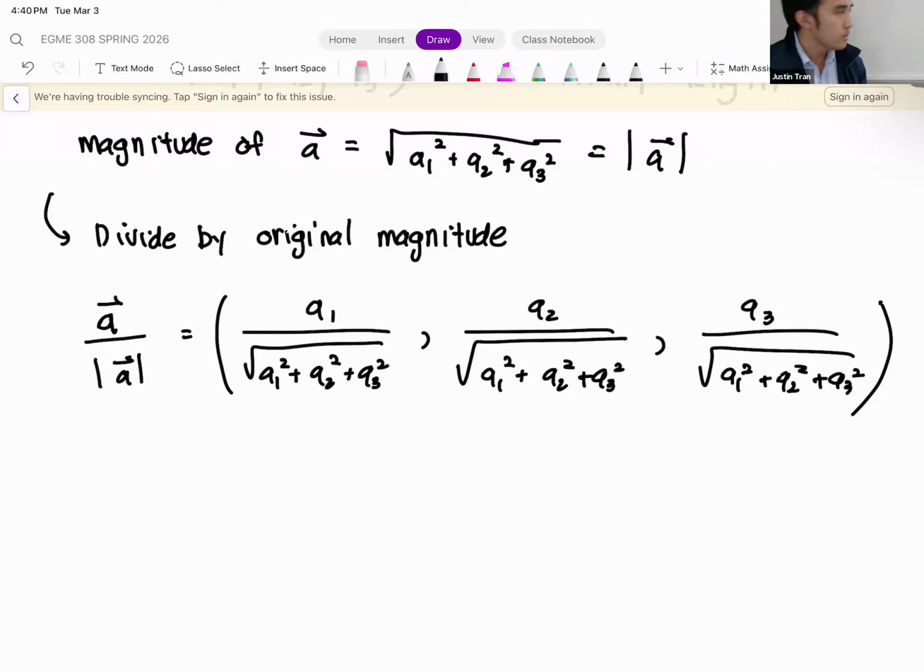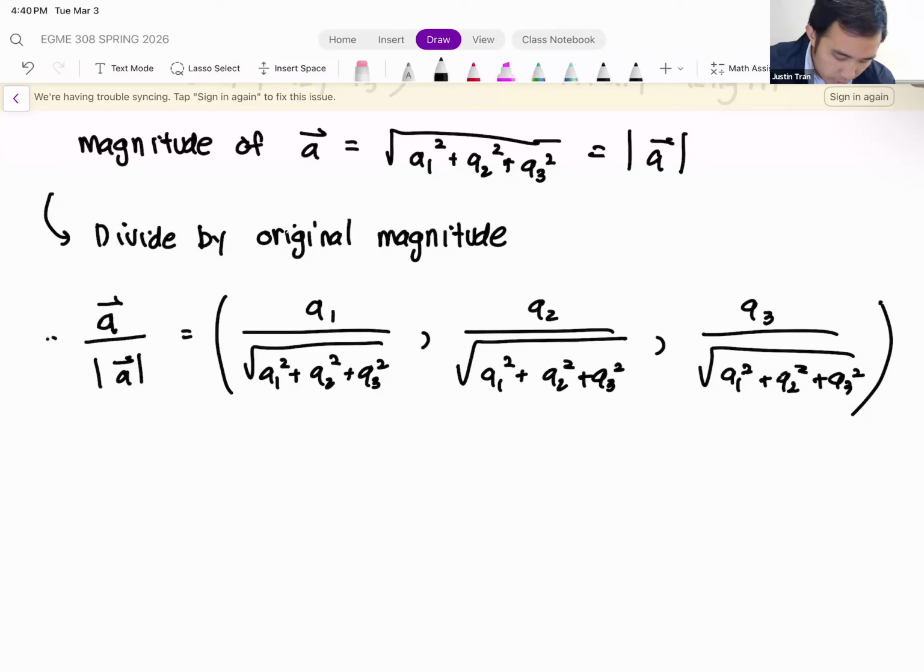And so the result of doing that arithmetic is we get a vector that has the same direction. We didn't modify the direction, we didn't modify the orientation of our vector A. We just modified the scale of each component so that its overall length is 1.